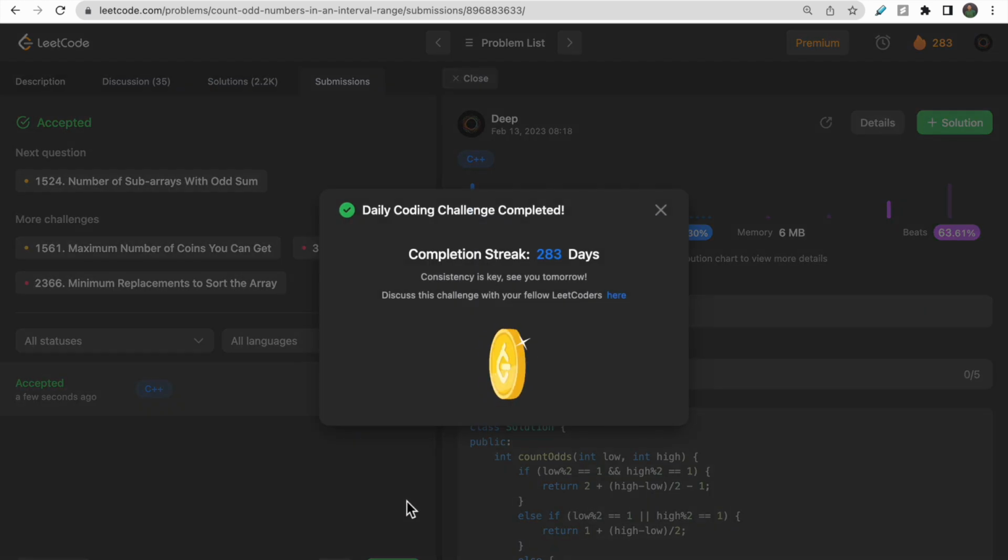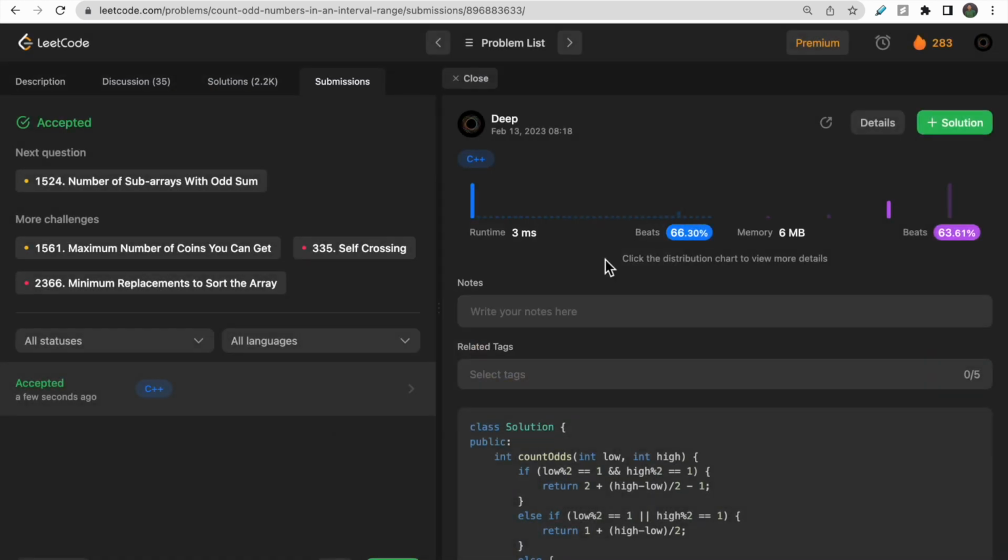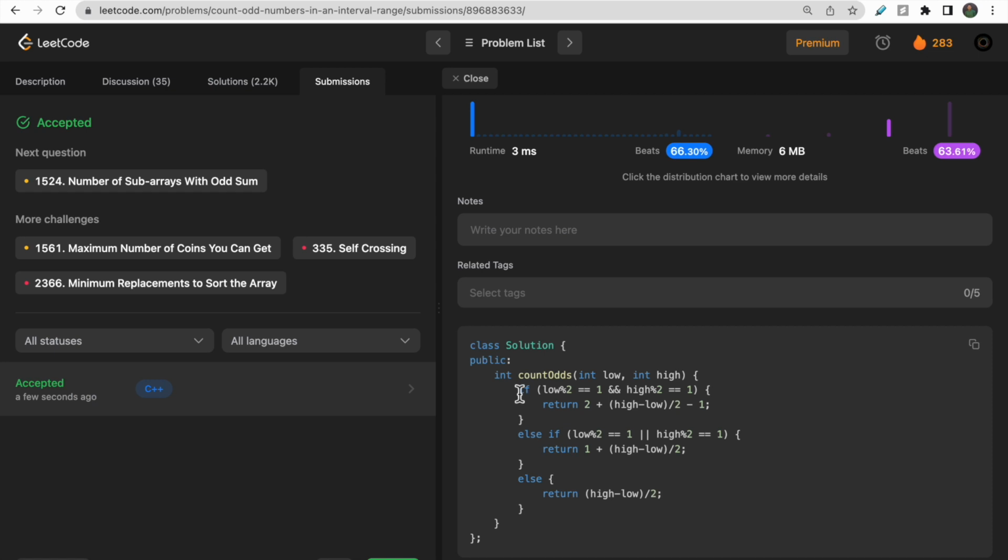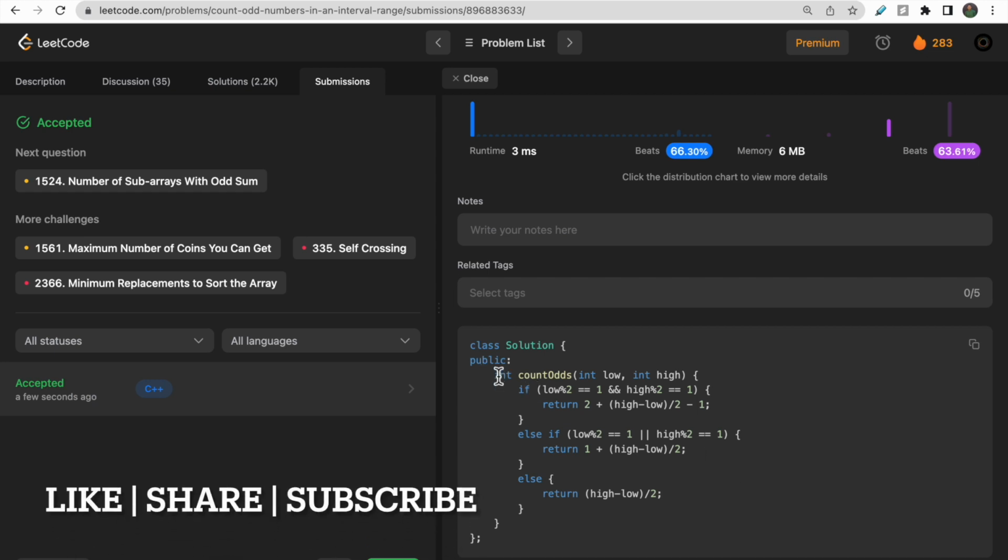As you can see, our code got accepted. Now talking about the time and space complexity: the time complexity is big O of 1 because we are not running any loop, we are simply checking with the if else conditions. The space complexity is also big O of 1. I hope you understood the code as well as how we generated different test cases and how this formula is derived.